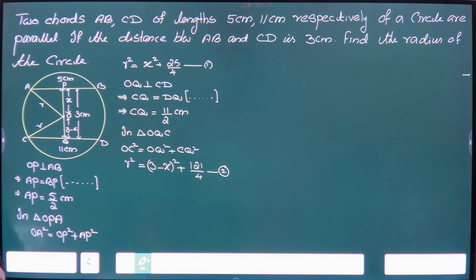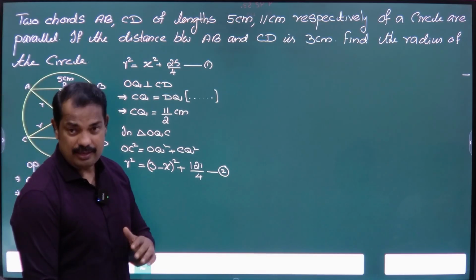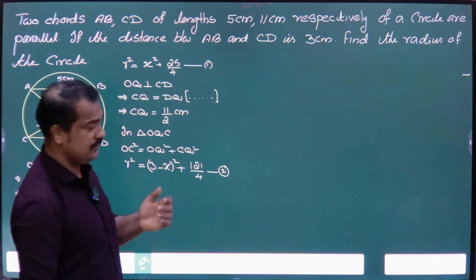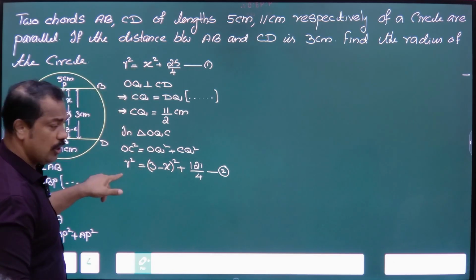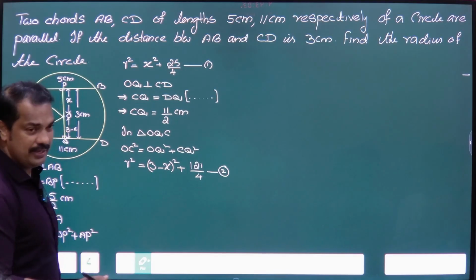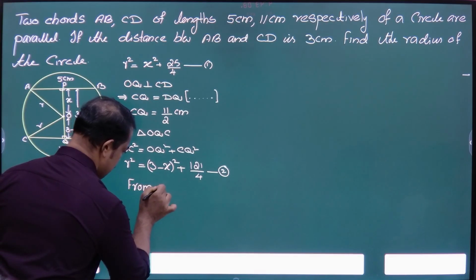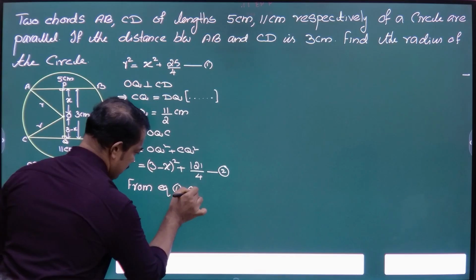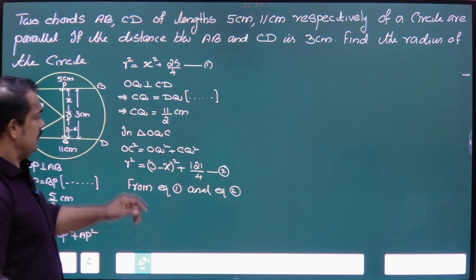Now close your copy and listen here. Pen down, all of you. You have to find the value of R, the radius. From equation 1, it is equal to R square. Equation 2 is also equal to R square. So from equation 1 and equation 2, these two are equal.